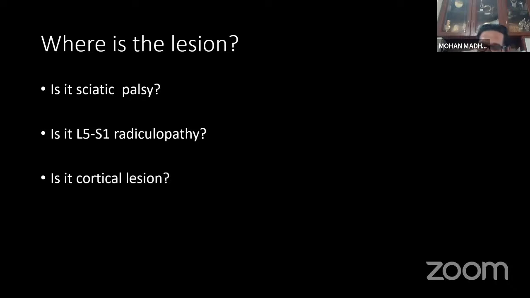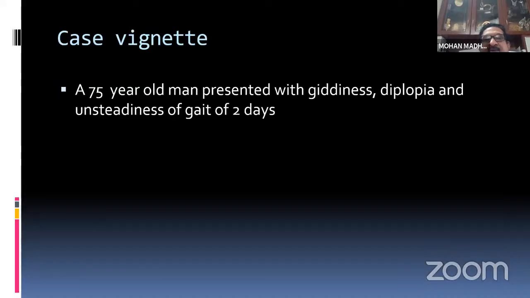That's why I brought the video, just for that clue. You should look carefully for tibialis anterior. It cannot be spared in common peroneal or sciatic nerve palsy. Okay, I'll go to another case now.